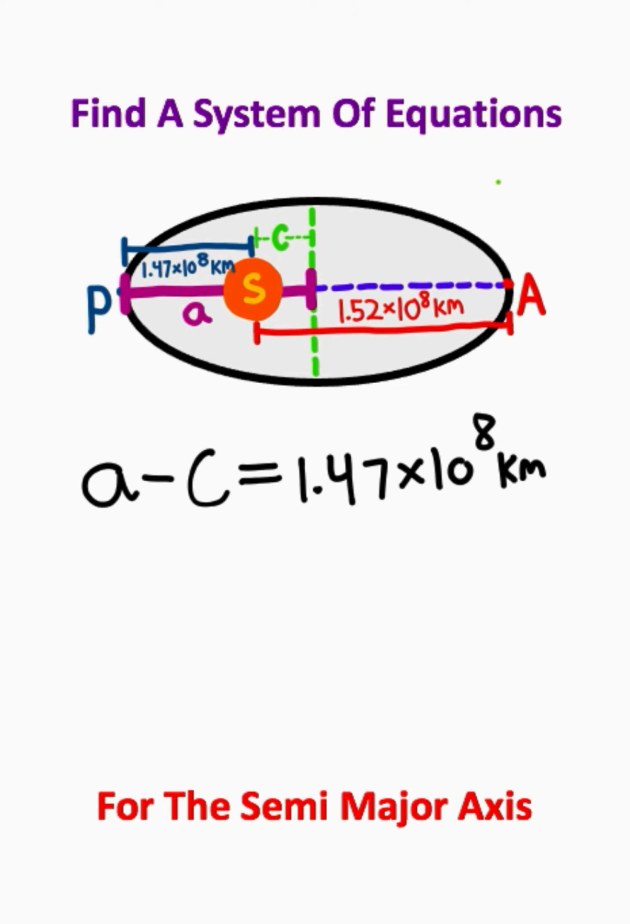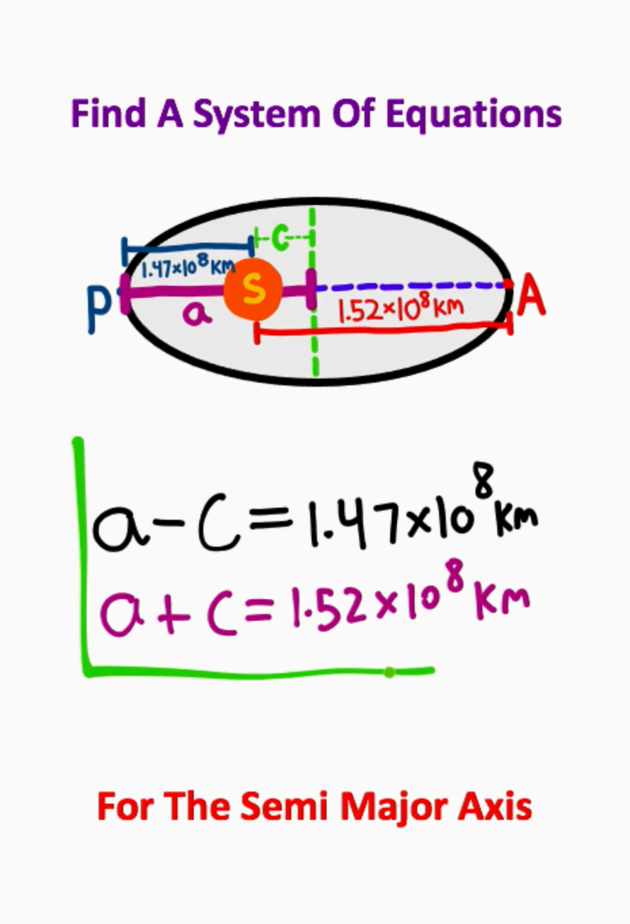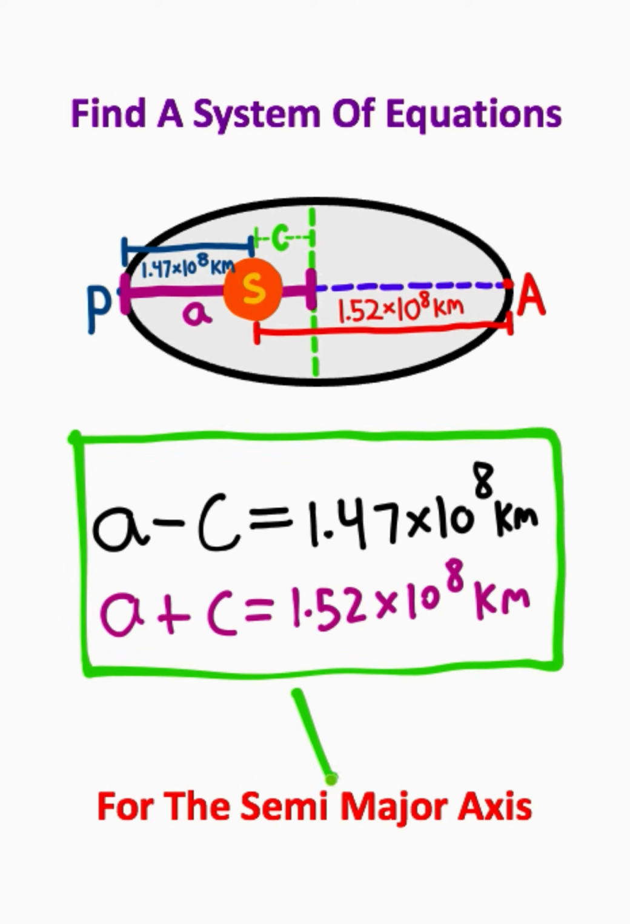For the second equation, let's look at the right side of the ellipse. We have the same length for our semi-major axis, but notice how I need to take A and add it to this C. This will give me the entire distance from the aphelion to the Sun, which in this case is 1.52 times 10 to the 8 kilometers. So this right here is the system of equations that you would need. That's how you can solve this problem.